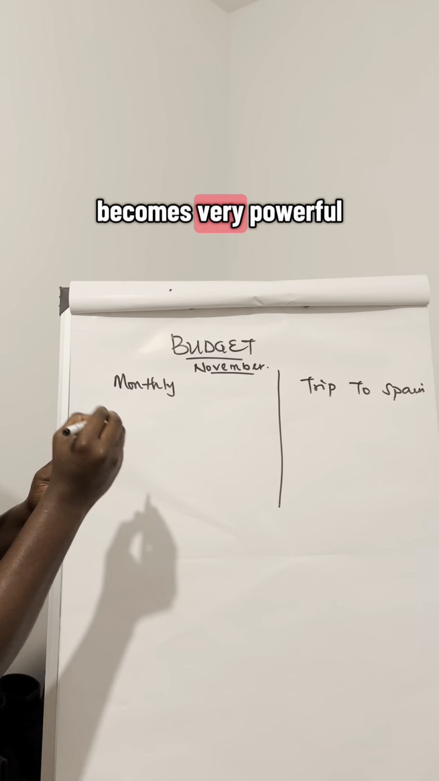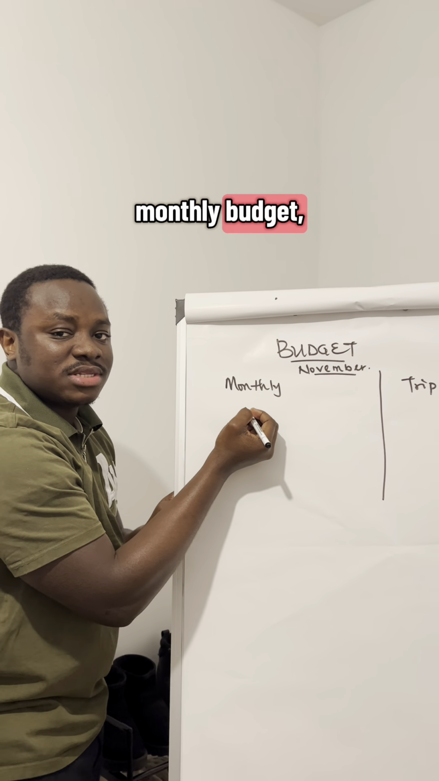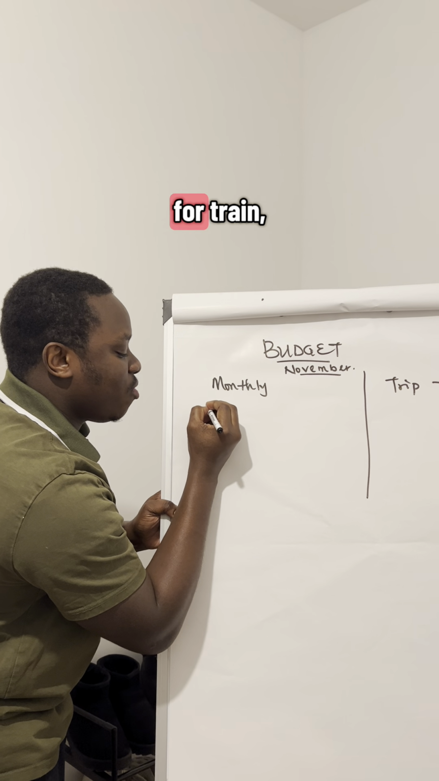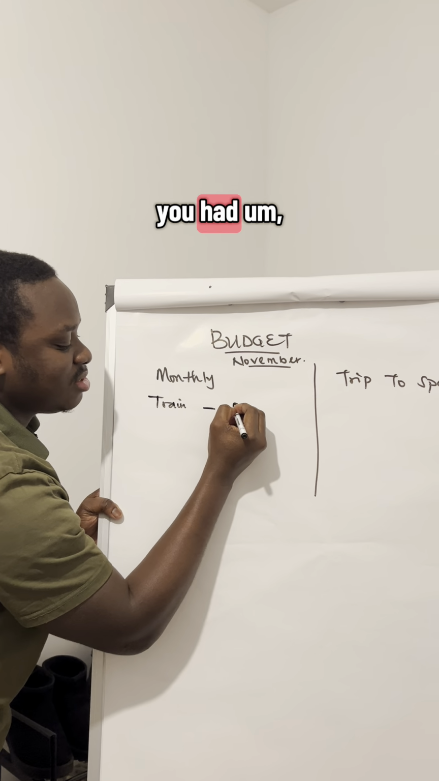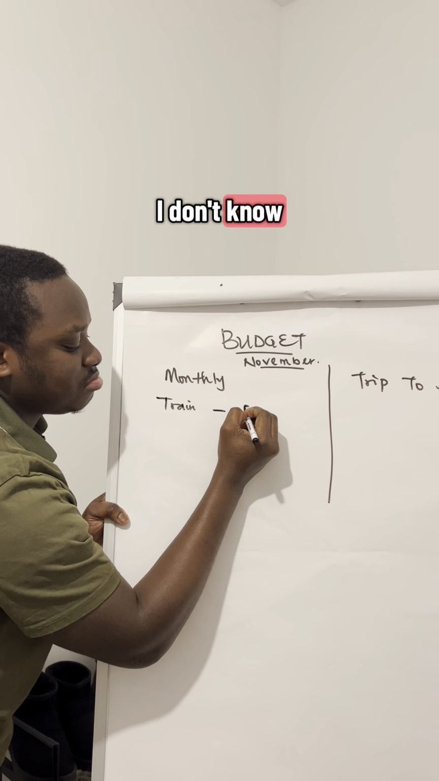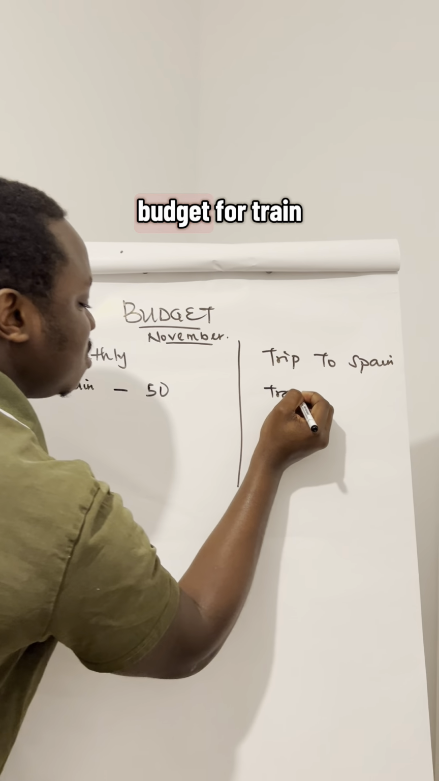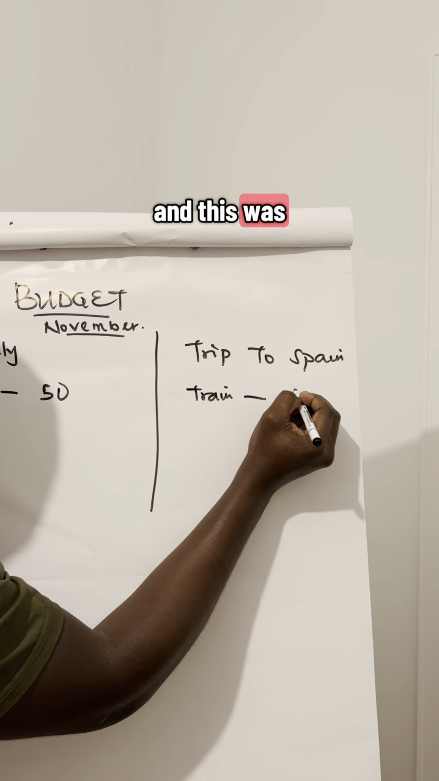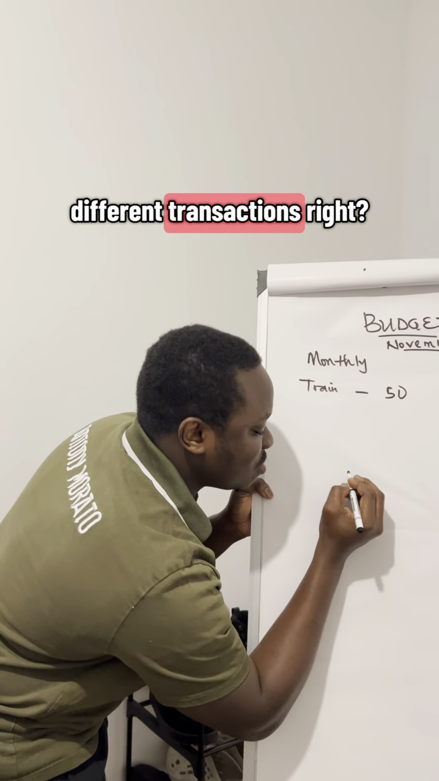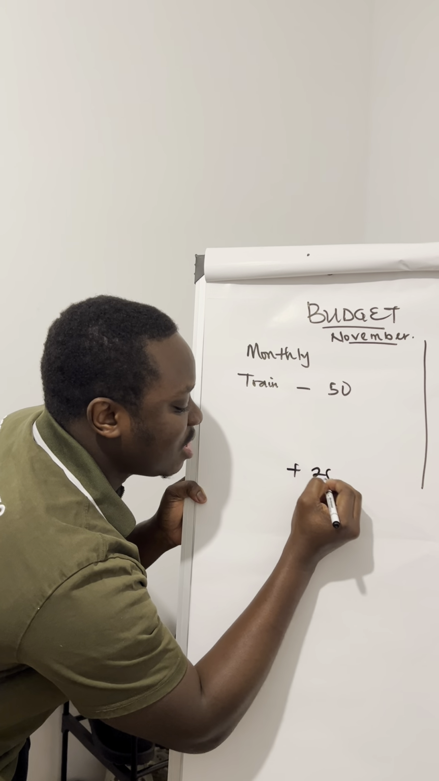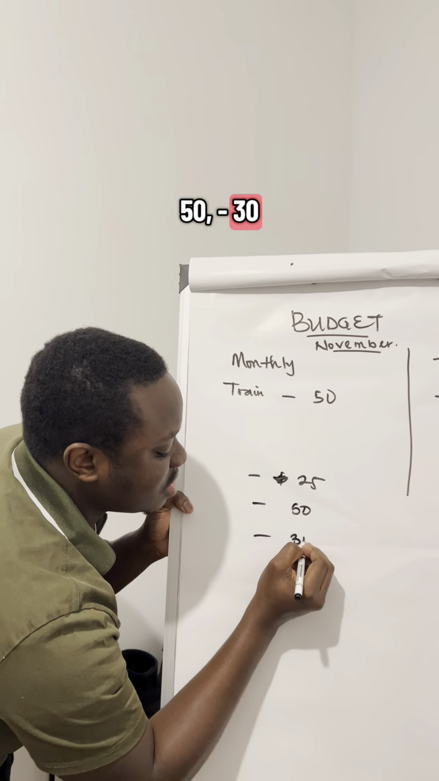And where this becomes very powerful is now you had the trip to Spain, you had the monthly budgets. In your monthly budgets, you had a budget for train, right? So transportation, train, and maybe you had, I don't know, 50 euros. Trip to Spain, you also had a budget for train, and this was maybe 100 euros. Now what happens? There were 3 different transactions, right? Minus 25, minus 50, minus 30.